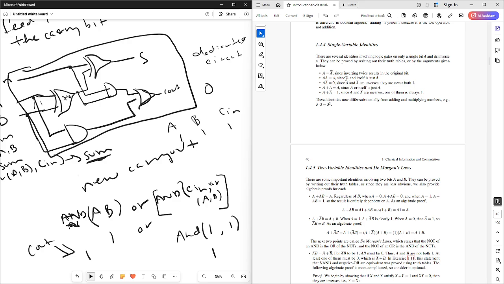Single variable identities. A is just itself inverted twice. Invert it once, invert it again, you're back where you started, right? A and A is just A. A and not A is 0, so they're inverses, so A and not A will always equate to 0.